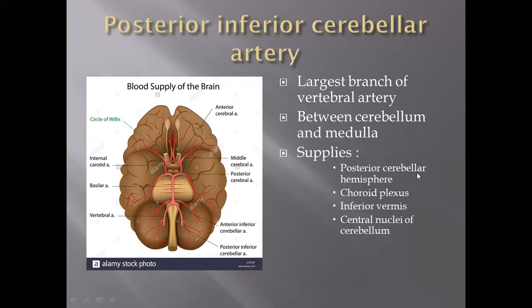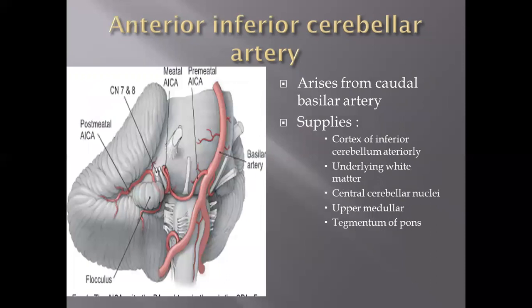And the branches go to the posterior cerebellar hemisphere, the choroid plexus of the fourth ventricle, the inferior vermis, as well as the central nuclei of the cerebellum. If you remember, the dentate, the emboliform, the globose, and the fastigial nuclei. And it also gives very important branches that go to the medulla, which is why it's going to be implicated in Wallenberg syndrome, which is lateral medullary syndrome.